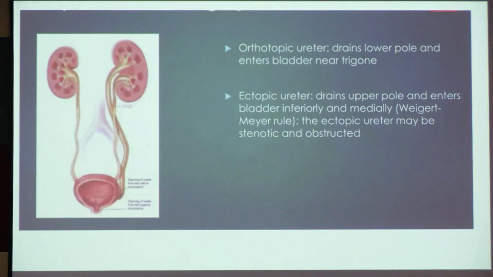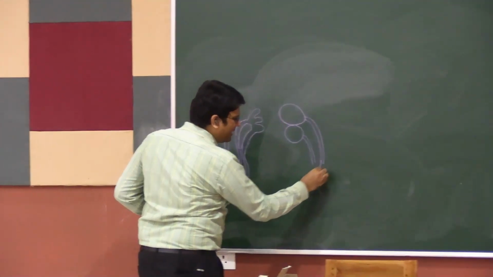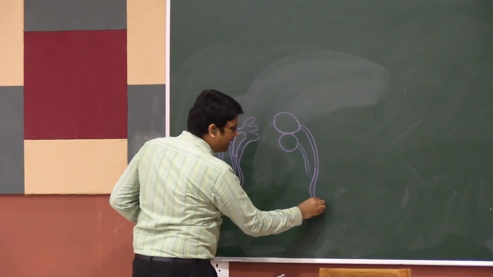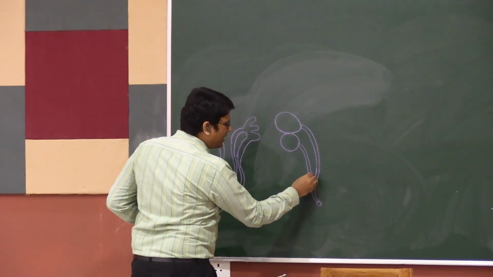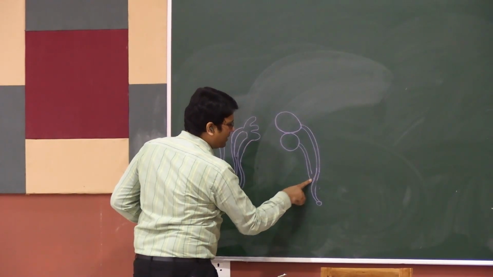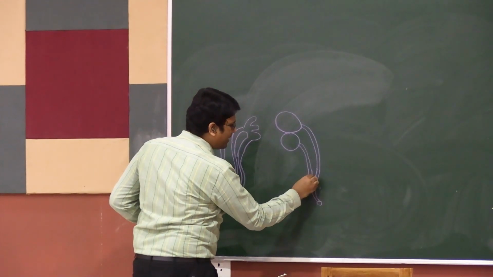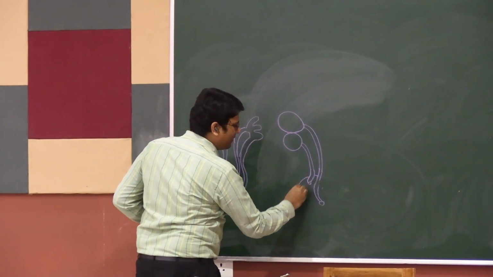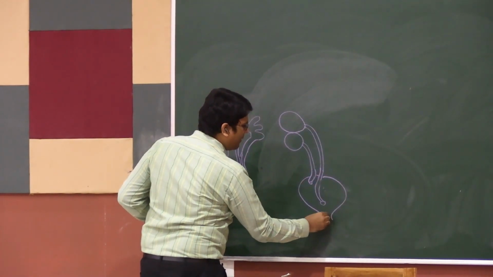So in the Weigert-Meyer rule, what is happening is there is an upper moiety kidney and a lower moiety kidney. Both are basically having their own ureteric supplies, right? What happens is the upper ureter normally drains on the medial aspect and at a more inferior level, while the lower moiety drains at a lateral aspect and at a more superior level. So this is basically the Weigert-Meyer rule.